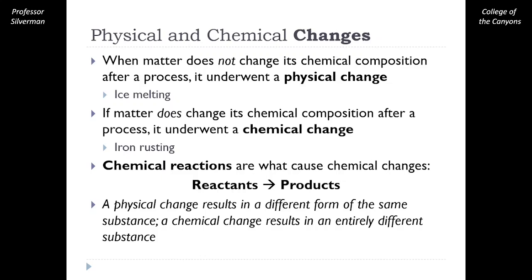Regardless, our definitions are still the same. Physical changes do not change the identity of our substance, do not change any chemical bonds in our substance.